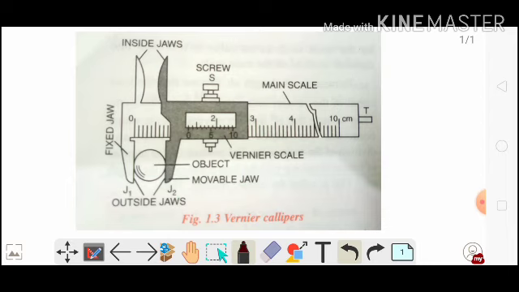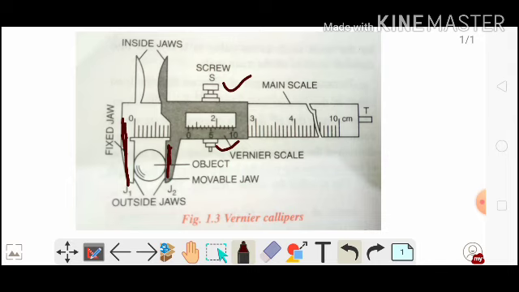The instrument has two jaws. This one is the fixed jaw, that is you cannot move this jaw, and this one is the movable jaw. That means you can move the jaw by using these screws. One of them is used to move the jaw and one of the screws is used to fix the jaw at a certain point.